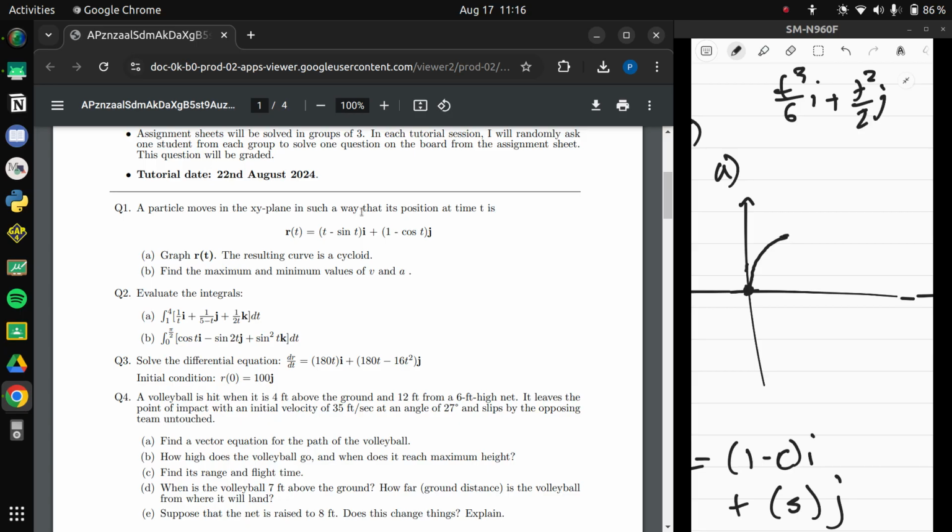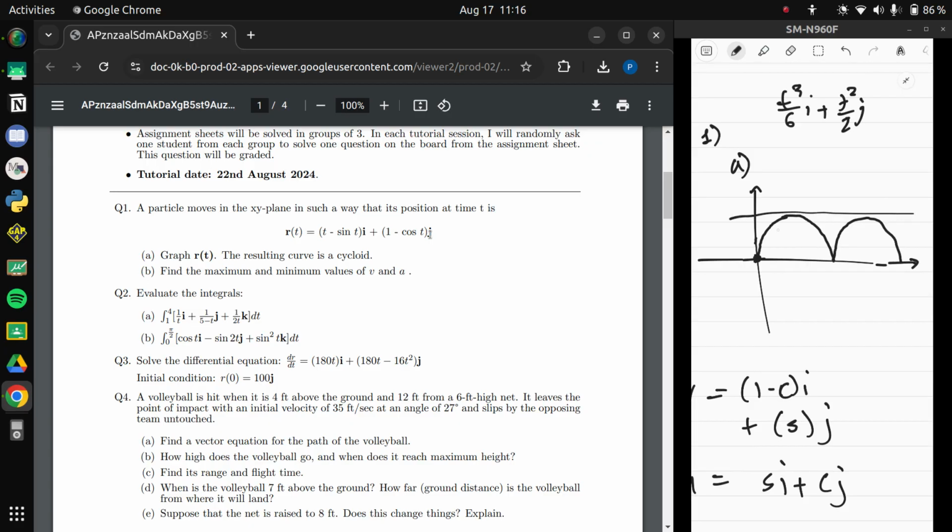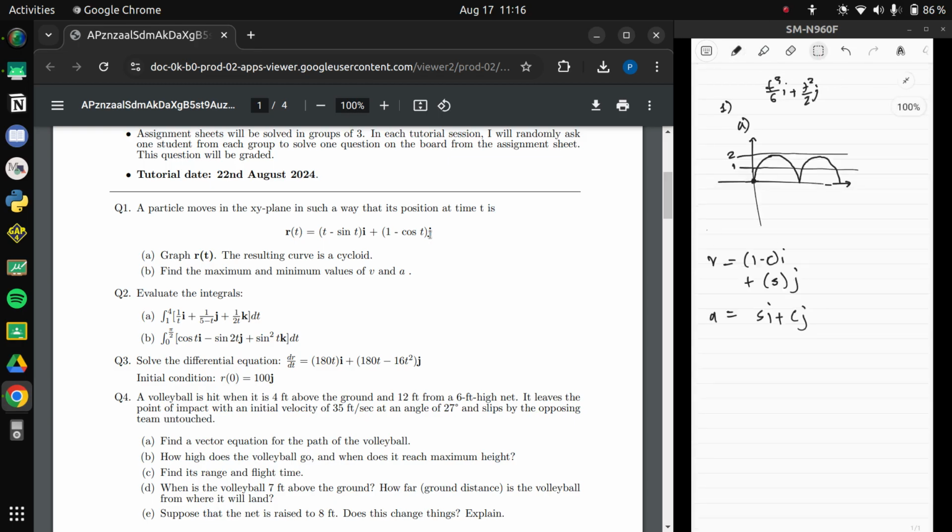Wait, so what's the minimum y coordinate this is going to reach? It's 0, right? The maximum would be 1, the minimum is 0, so it's something like this. Yep, that's just how a cycloid is. This thing is 2, it's going around 1, and I guess that's the graph.